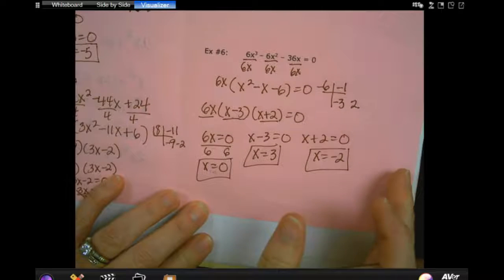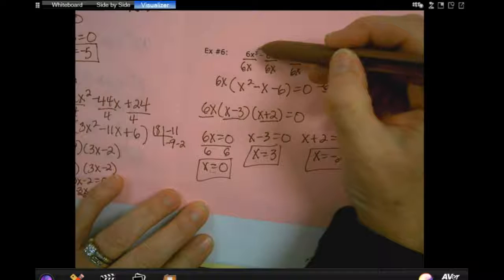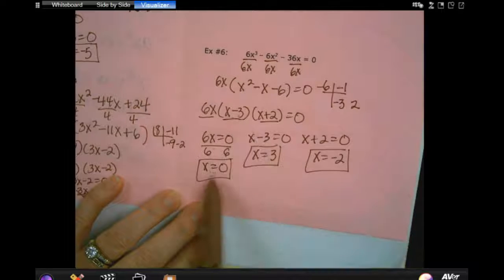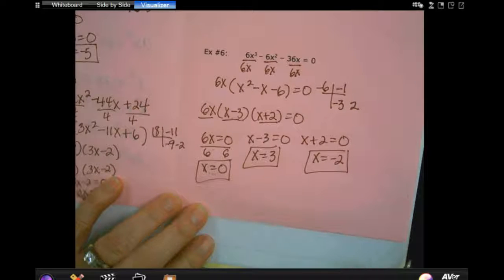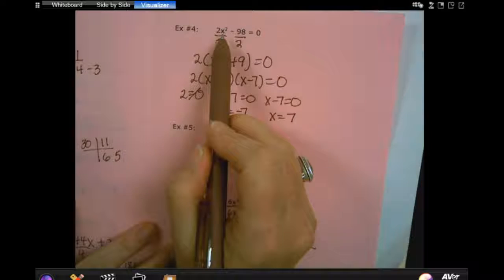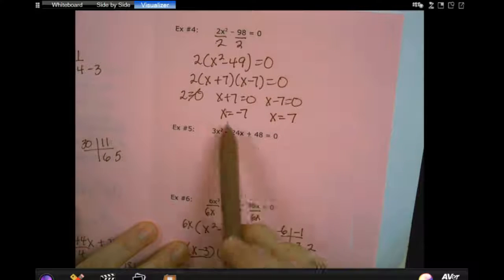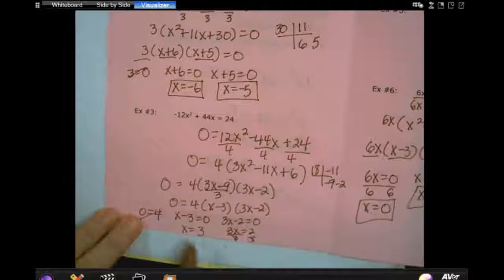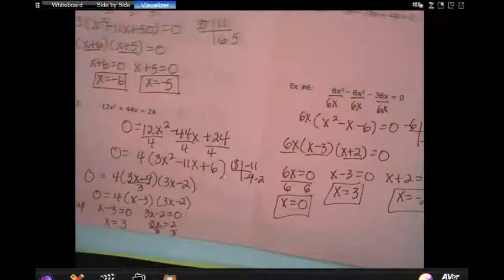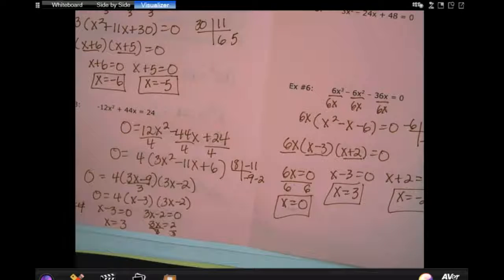So here's what I want you to look at. What's the exponent right here, friends? 3, and how many answers did I get? 3. What's the exponent here? How many answers did I get? 2. So exponent of 2, 2 answers. Exponent of 3, 3 answers.